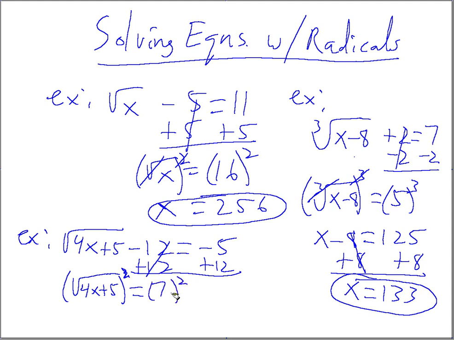All right, and that will get rid of the square root against square, and square and square root cancel each other off, right? So you get 4x + 5 is equal to what? 49, 7 squared, right? So an easy equation to solve then, right? Subtract the 5 over, obviously.